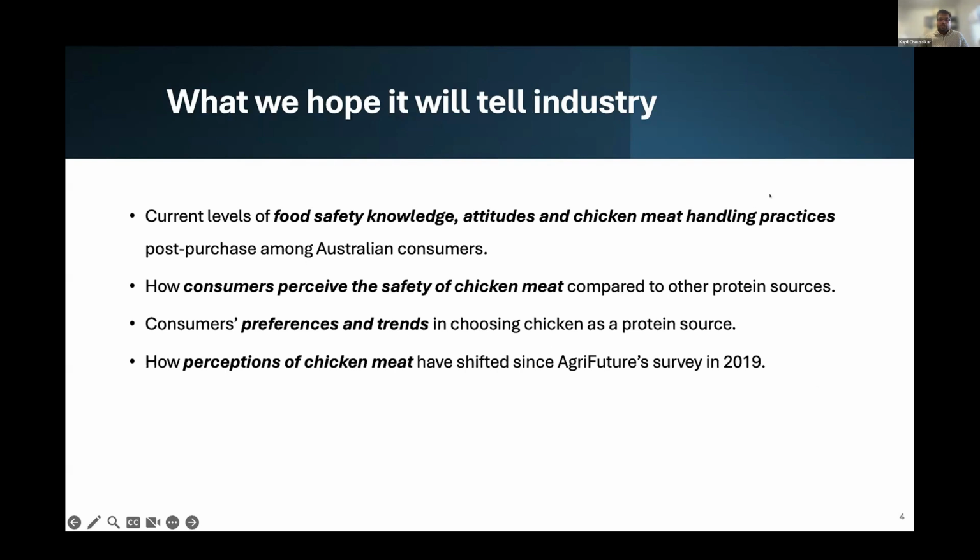So what we hope to inform the industry about is the current levels of food safety knowledge, attitudes, and chicken meat handling practices, how consumers perceive the safety of chicken meat compared to other protein sources that they consume or handle in the kitchen environment, their preferences and trends in choosing chicken as a protein source, and whether their perceptions, particularly around consumption, have shifted since the AgriFutures survey that was conducted back in 2019.